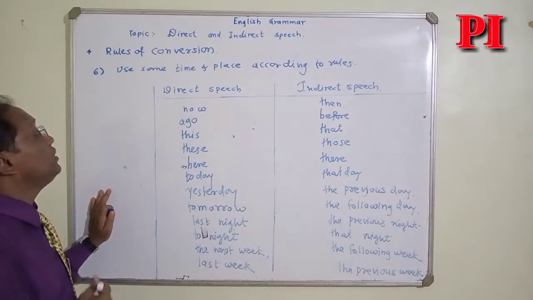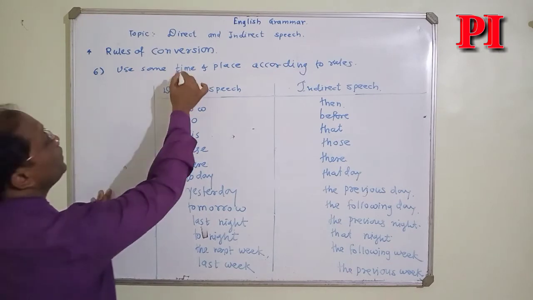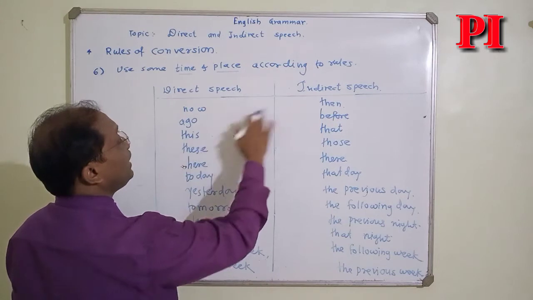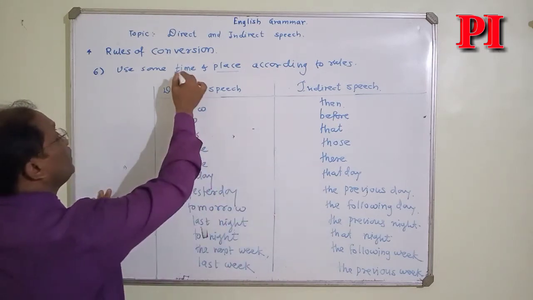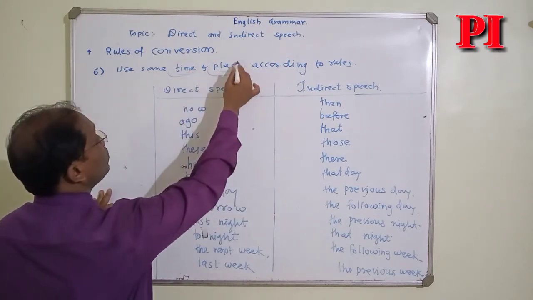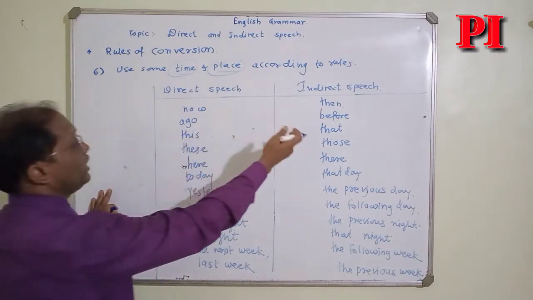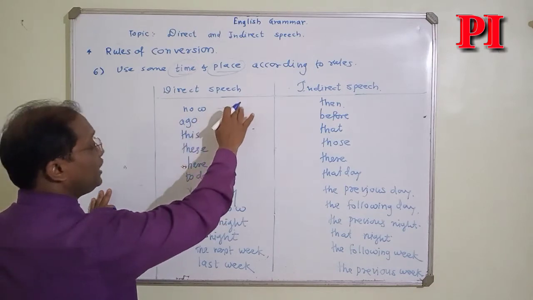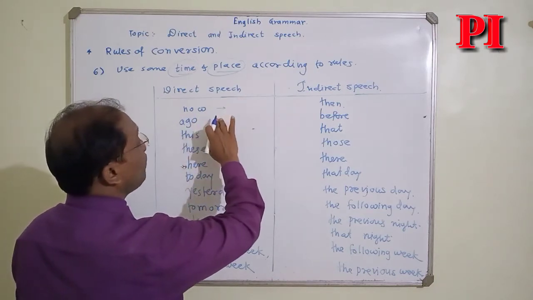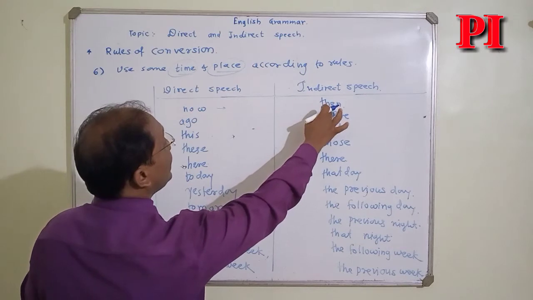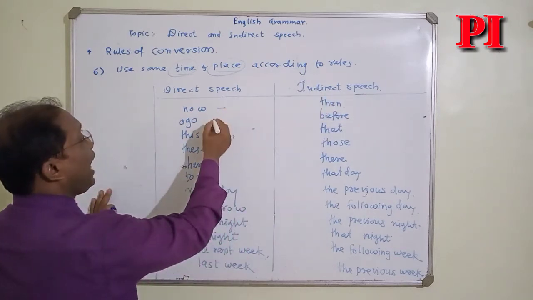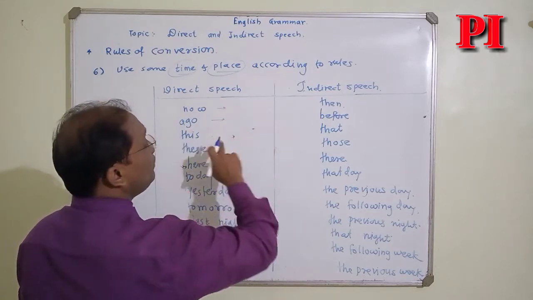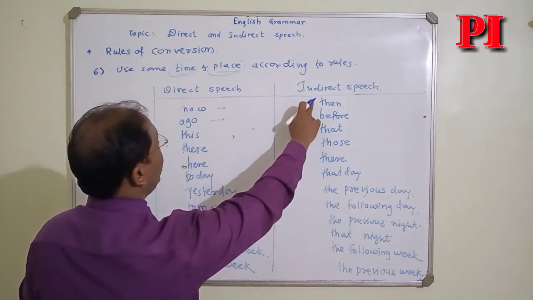Rule number six, we will see here. Use time and place words according to the rules of direct and indirect speech. Let's see what time and place words change in indirect speech. Suppose "now" is used in direct speech, then instead of "now" we use "then" in indirect speech. If "ago" is used in direct speech, then instead we use "before" in indirect speech.